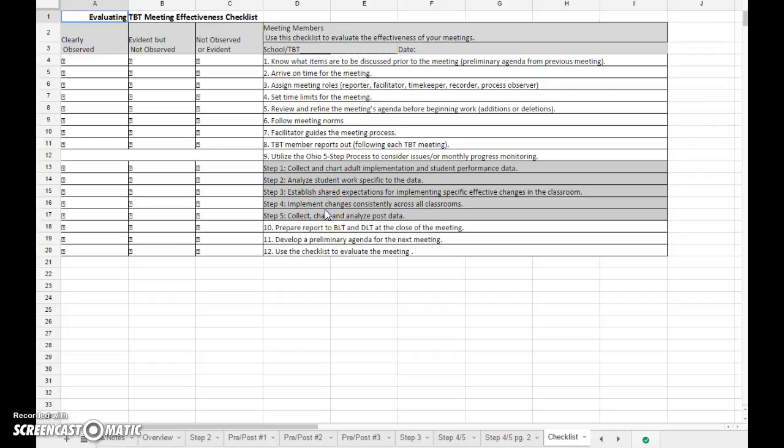If you are at the beginning stages of OIP and this is your first year, the recommendation is that you do complete this TBT meeting checklist after each meeting. If this is your second or third year in the process, the recommendation is that you complete this on a quarterly basis.